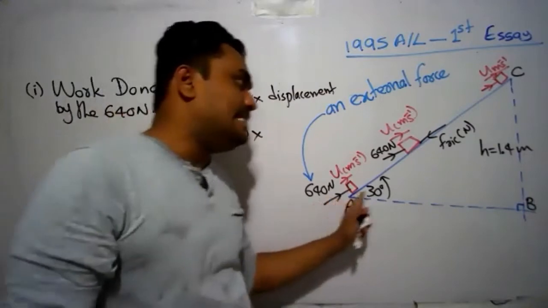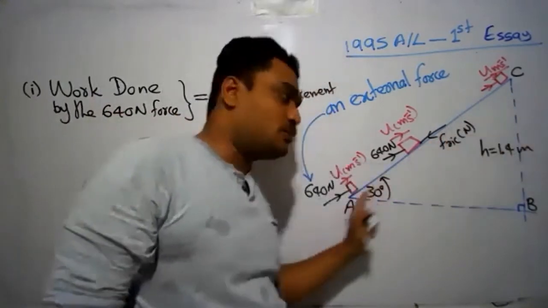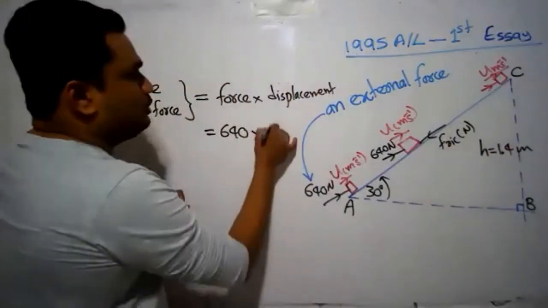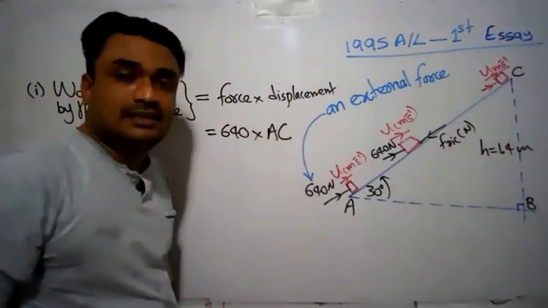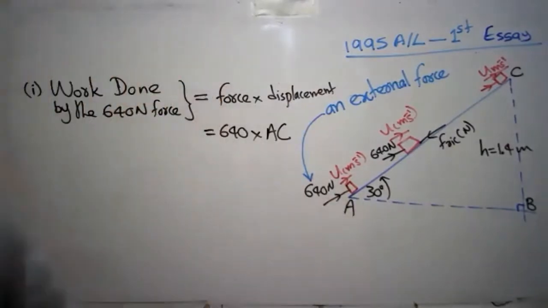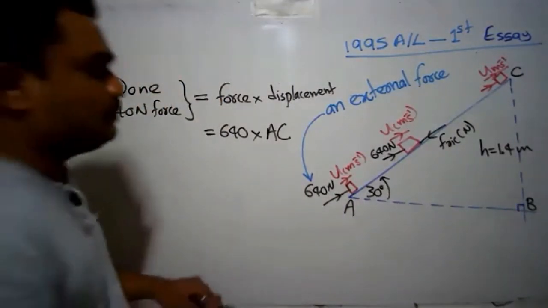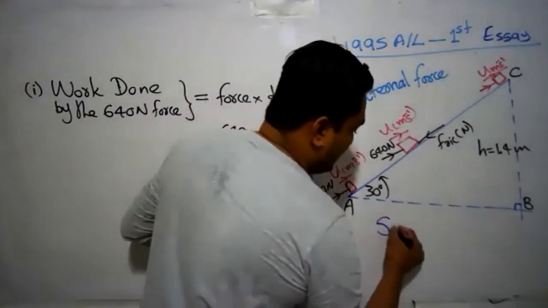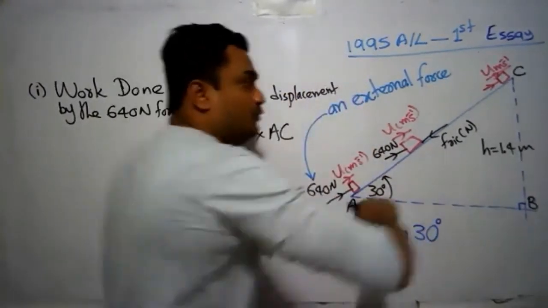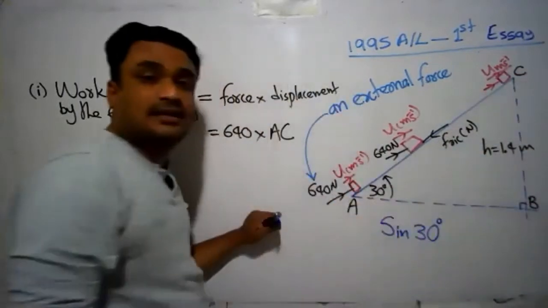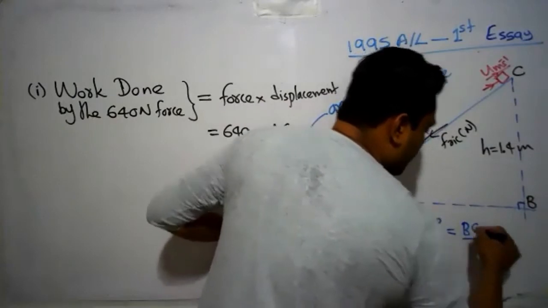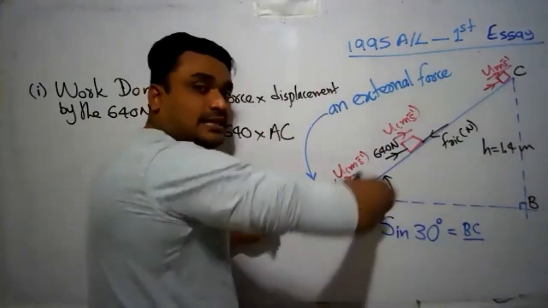The displacement is AC. The object is moved along the inclined plane AC. But we don't know the length AC. We don't know the length of the inclined plane, so we have to find it. To find the length of the inclined plane, I can use the equation sine 30. If you consider this right angle triangle, sine means opposite side BC divided by hypotenuse AC.